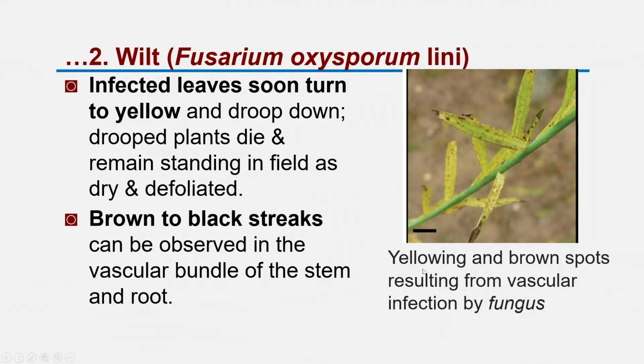Infected leaves soon turn yellow. You can see on the right side that initially the yellowing of the leaves is there, and then they drop down. You can see they are drooping and die and remain standing in the field as dry and defoliated. Brown to black streaks can be observed in the vascular bundle of the stem and root. So, you can see here yellowing and brown spots resulting from vascular infection by the fungus.